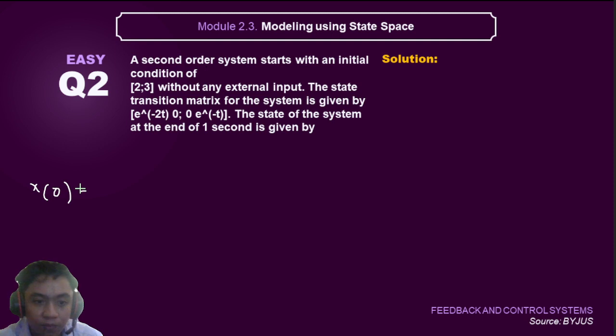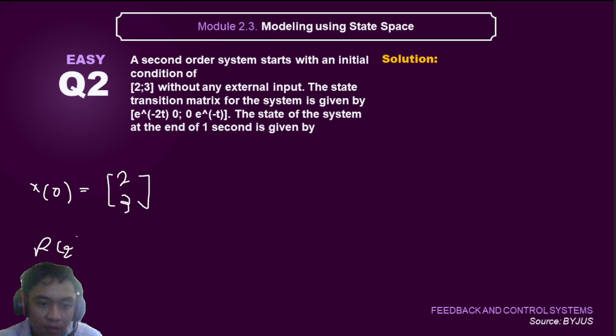Let's continue identifying the equations in the state space model. The initial condition of the system is 2, 3. And the state transition matrix, which is already giving us the resolvent matrix or R of z, is equal to e raised to negative 2t, 0, and 0, e raised to negative t.